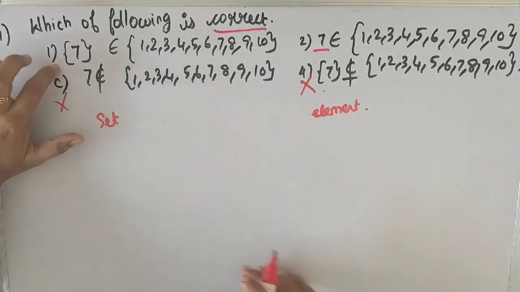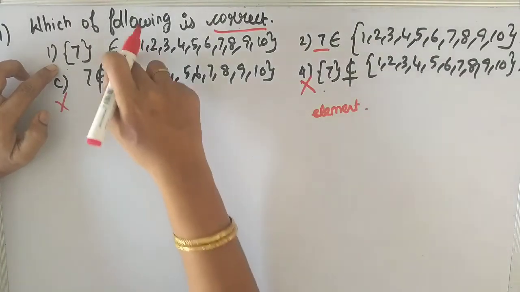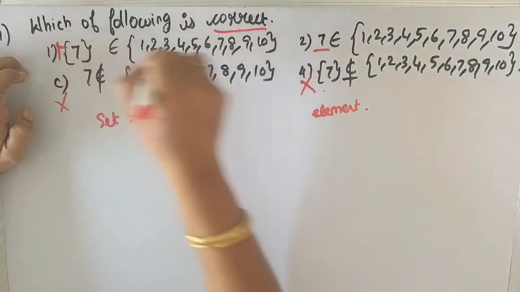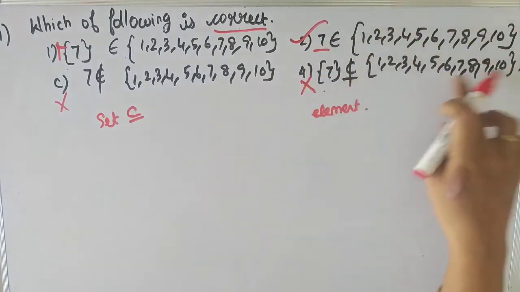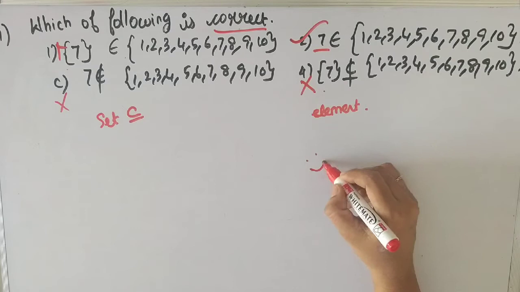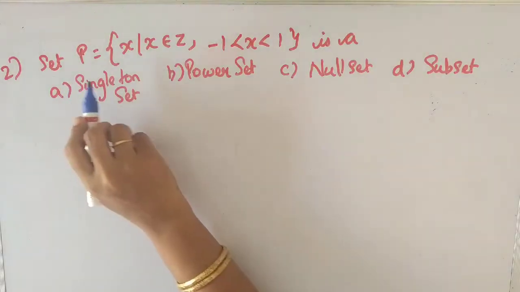Here in the first option, set 7 is an element of 1 to 10. But how it should be? Set 7 should be a subset of the set 1 to 10, isn't it? So the first one is wrong and second one, 7 is an element of set is correct. Because in the second choice, 7 is an element of set 1 to 10 and it is present inside that set. So it is correct. Okay. Now let's go to second question.